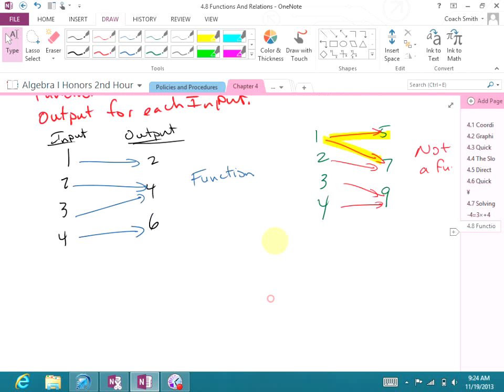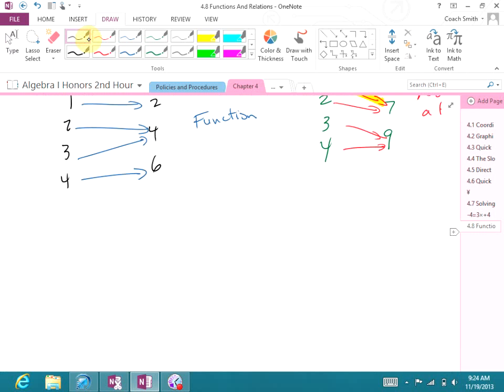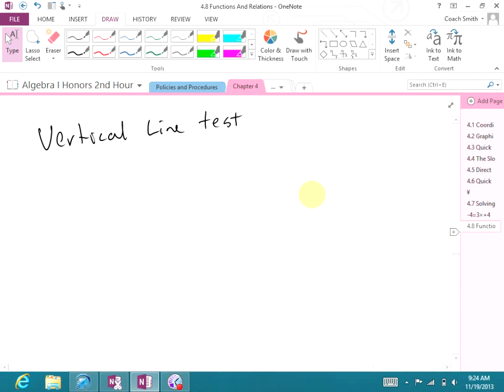All right, so that's one way how we check to see if a set of input-output values is a function. The other way that we can test is called the vertical line test. Okay? Now, what the vertical line test says is this. Look at the bottom of page 256.